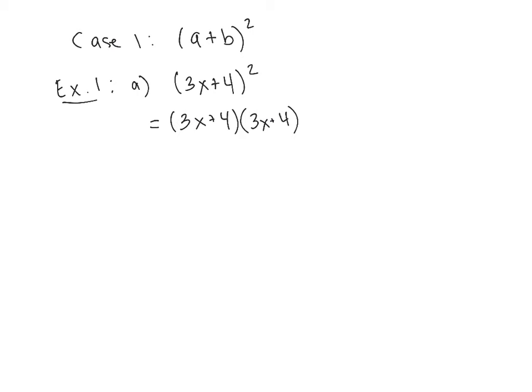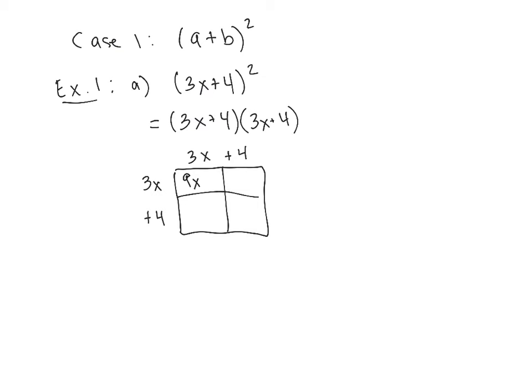And 3x plus 4 times 3x plus 4 is a problem that I'm able to multiply out with my box. It's a 2 by 2 because it's a binomial times a binomial, 2 terms by 2 terms. So 3x plus 4 times 3x plus 4. If we multiply into the boxes, I get a 9x squared, I get a 12x, and a 16.